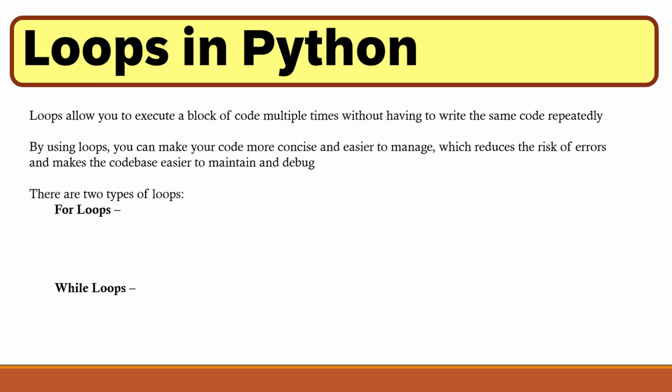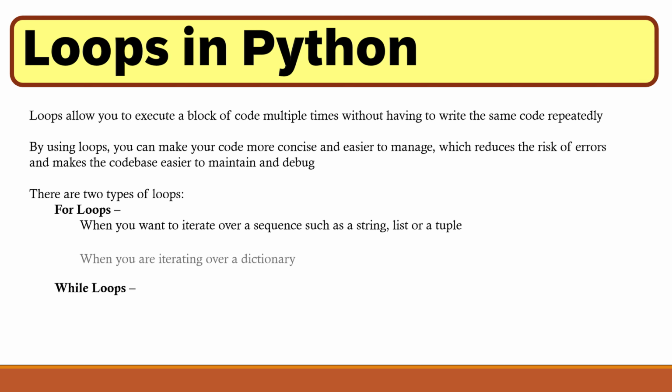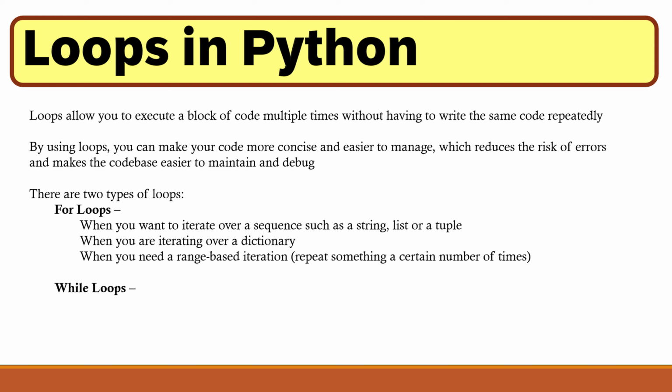Some of the common examples of when you would use a for loop is when you want to iterate over a sequence, such as a string, list, or a tuple, or when you are iterating over a dictionary. And for loops are often used when you need a range-based iteration, which is when you want to repeat something a certain number of times. Or another use case for for loops is when you want to iterate over multiple sequences simultaneously. For example, iterating over a couple of tuples, such as people's names and their ages. And of course, there will be other use cases for for loops, but these are the most common ones.